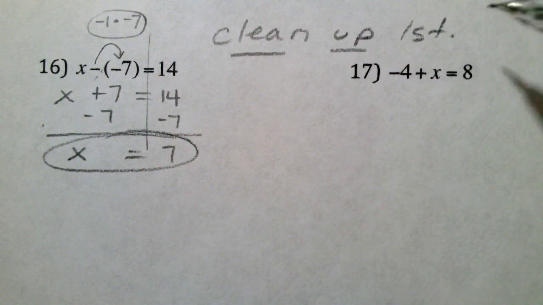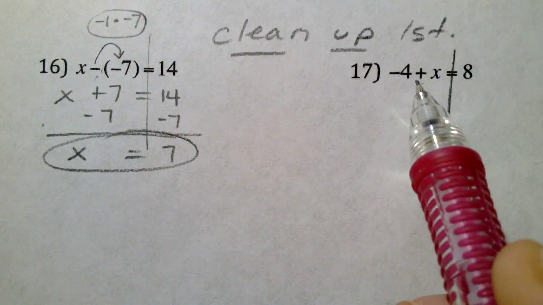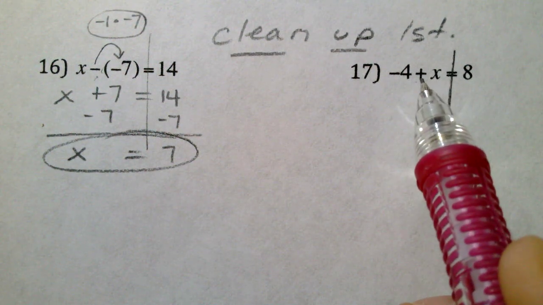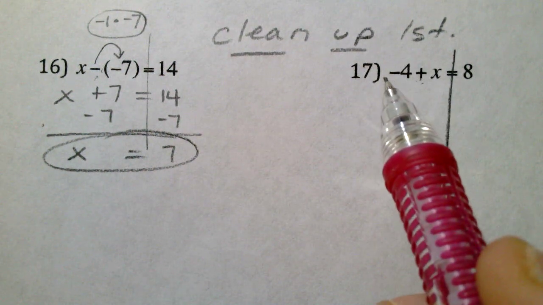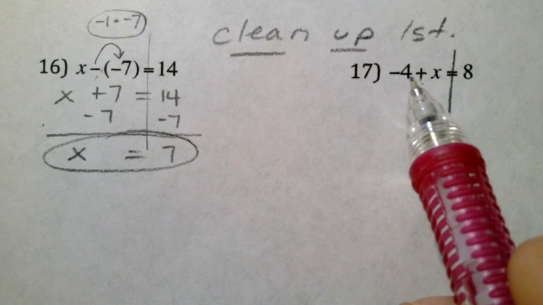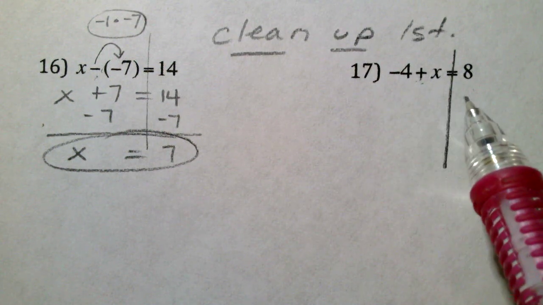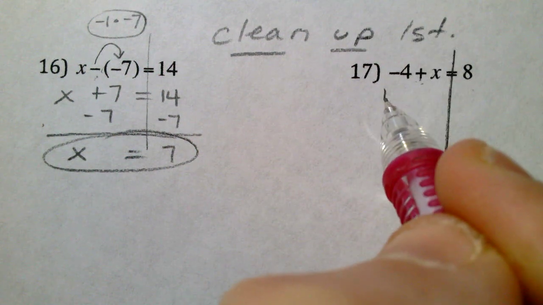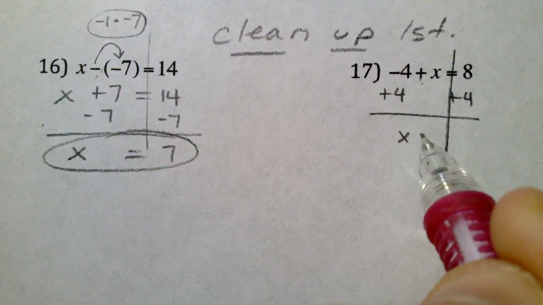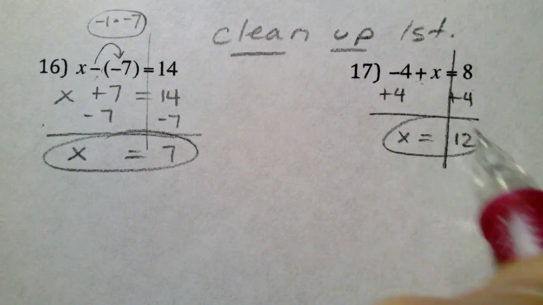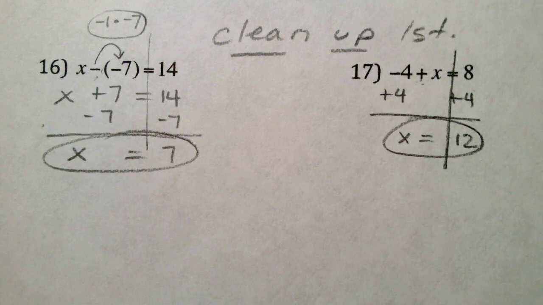In number 17, when I draw on the wall, the reason we gave you this example is you're going to think this is addition because that's what it says in front of x. But the truth is I need to move this minus 4 that is not being multiplied or divided to the other side. In order to move it to the other side, I'm going to have to do the opposite, which is to add 4. And that's where I got the 12.